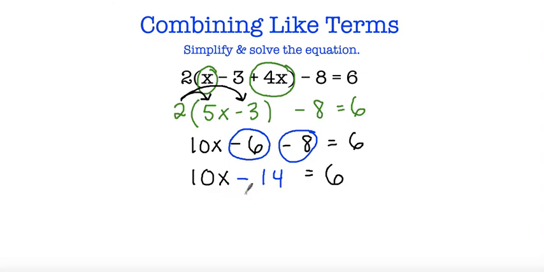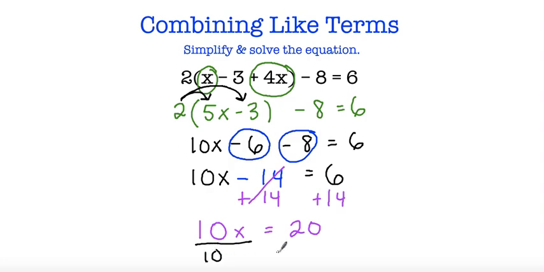So we want the x by itself, so I'm going to get rid of this negative 14. We're going to add 14 on both sides. This cancels out, and then we're left with 10x is equal to 20. In order to get the x by itself, we're going to divide both sides by 10. This cancels out, so we know that x is equal to 20 divided by 10, which is 2. So again, this is one way we could have solved this.